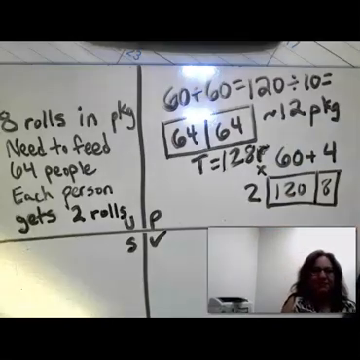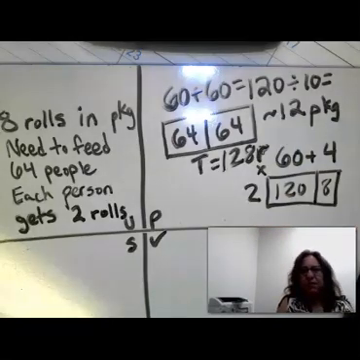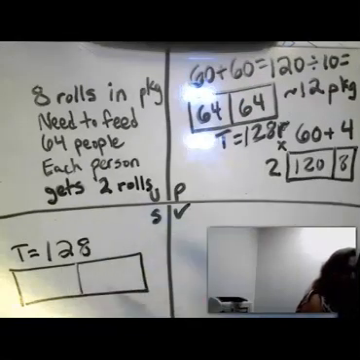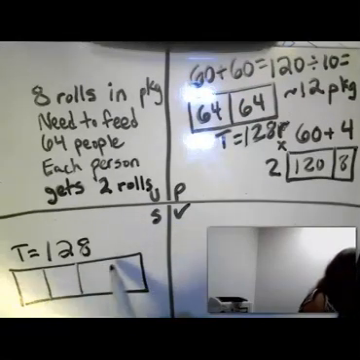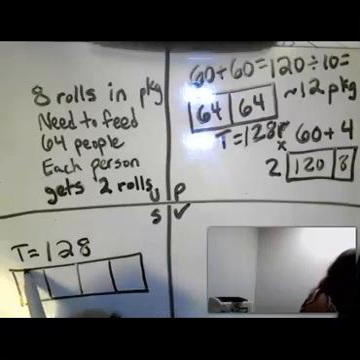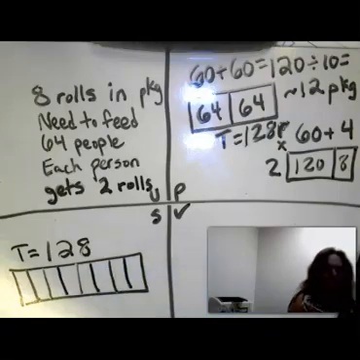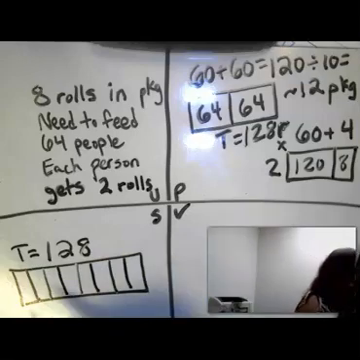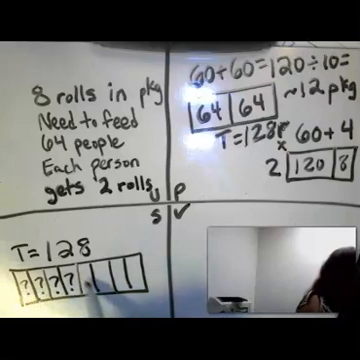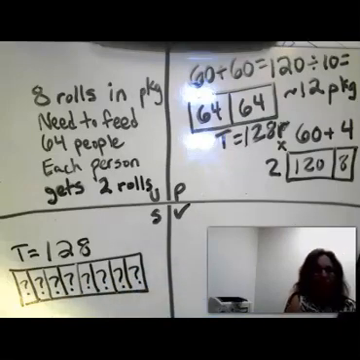All right, so here's the question mark. How many packages are we going to need? So we're going to do 128 divided by 8. I need to get a different marker. All right, so we're going to use the big 7.